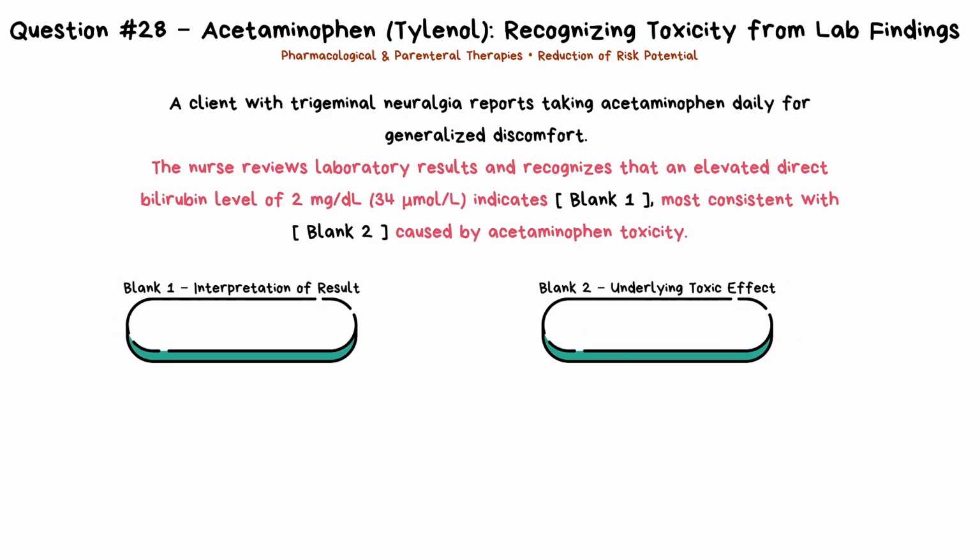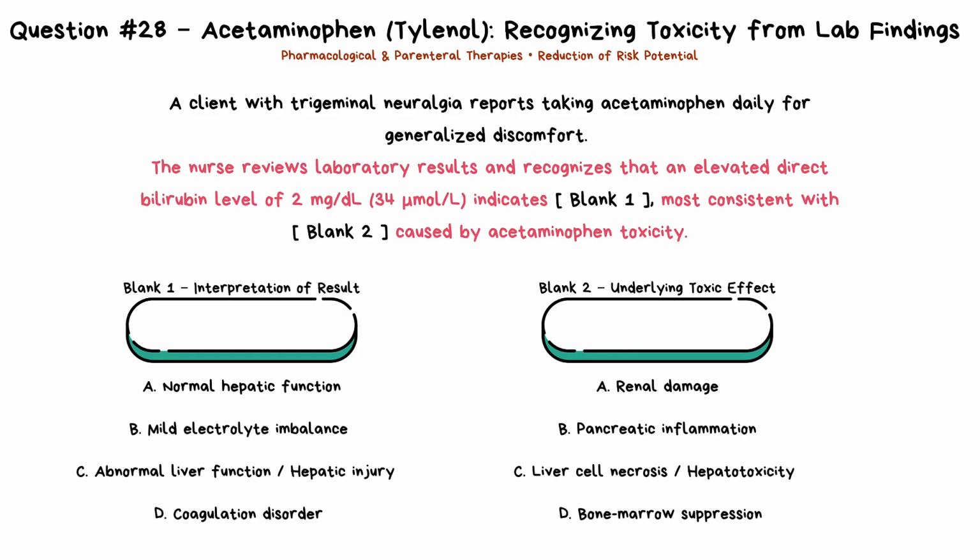Drop down blanks. Blank 1. Interpretation of result. A. Normal hepatic function. B. Mild electrolyte imbalance. C. Abnormal liver function or hepatic injury. D. Coagulation disorder.